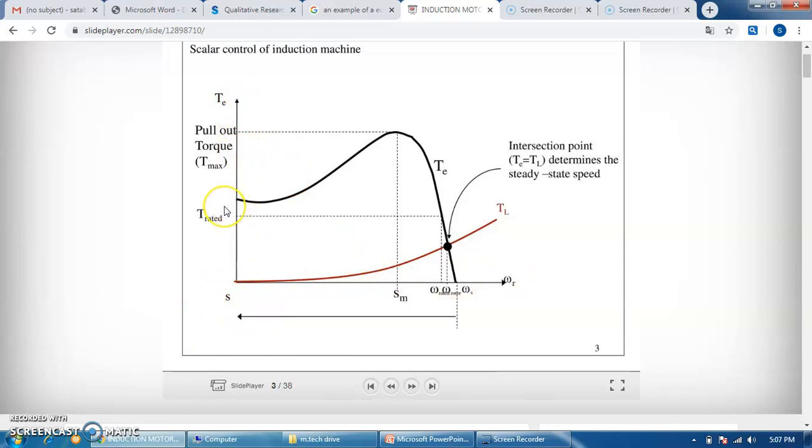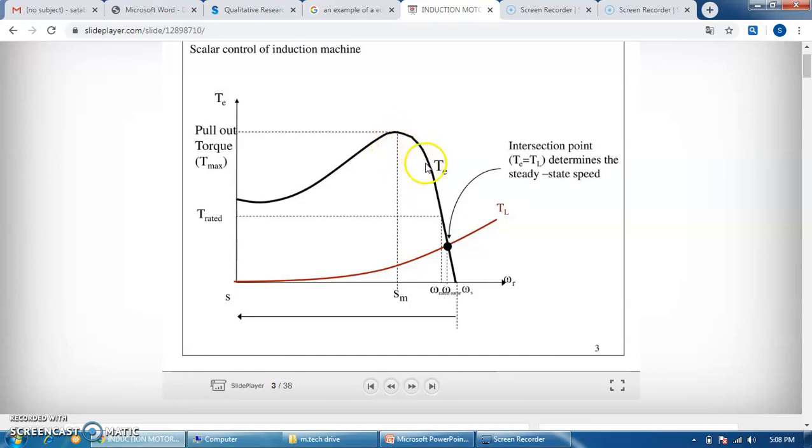As we know, the induction motor suffers from a very serious problem of low starting torque. As a result, here the starting torque value is a little bit lower. In this region the torque is pulled. This is called the pull out torque region, and after that it reaches the maximum value of torque. After that, if we increase the load on the motor, the motor is going to shut down.